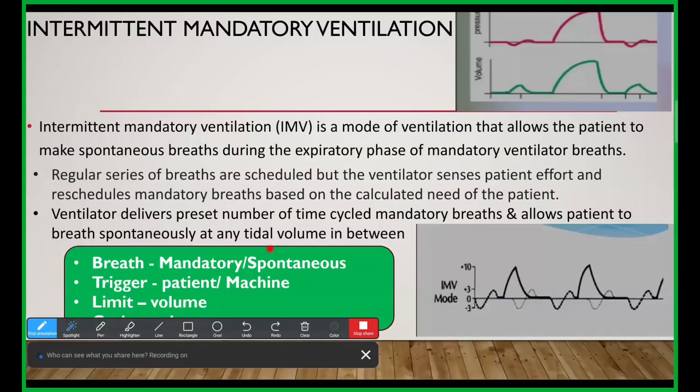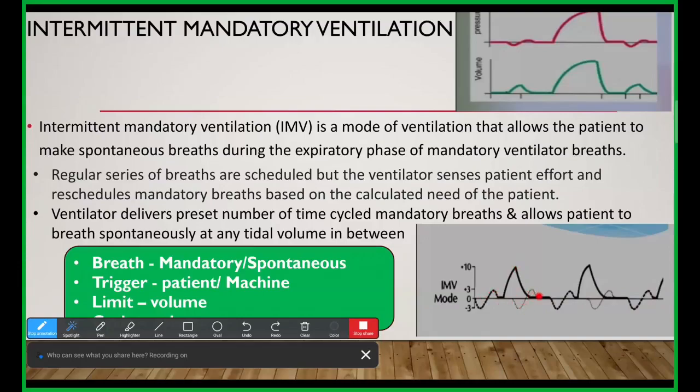Limit, it is usually volume, depending upon the mode you set. In pressure targeted ventilation or synchronized SIMV, you can see the pressure as the limiting factor. And also your cycle. Cycle is usually volume. Then see, in intermittent mandatory ventilation, you have mandatory breaths, and you have a spontaneous breath in between of the patient's tidal volume. It's not the ventilator's tidal volume here, but the patient's tidal volume here.